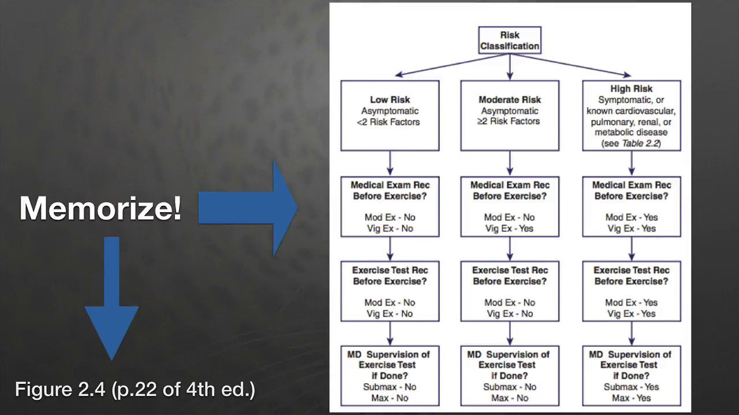All right? And that chart is on page 22 of the 4th edition. I don't know what page it's on in the 3rd edition. But make sure you look at that chart and look at the information below that chart that goes into describing exactly what moderate exercise is and what vigorous exercise is.